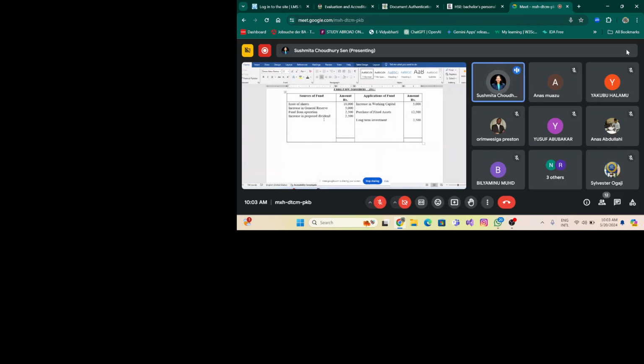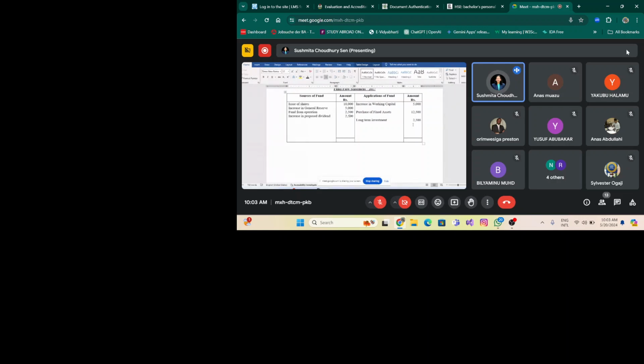Now you look at the figure. What are the sources of fund from where I get money? I have issued a share of 10,000. The general reserve increased by 5,000. From profit, I earned 2,500 rupees, and the proposed dividend, which is not yet paid, 2,500 rupees, is still with the organization. These all are the sources of money. And where you have spent, you have taken 5,000 as working capital. You have purchased more products and you have invested 2,500 in the year 2017.